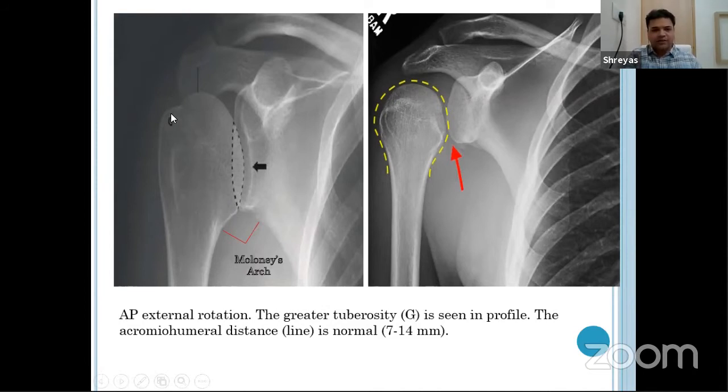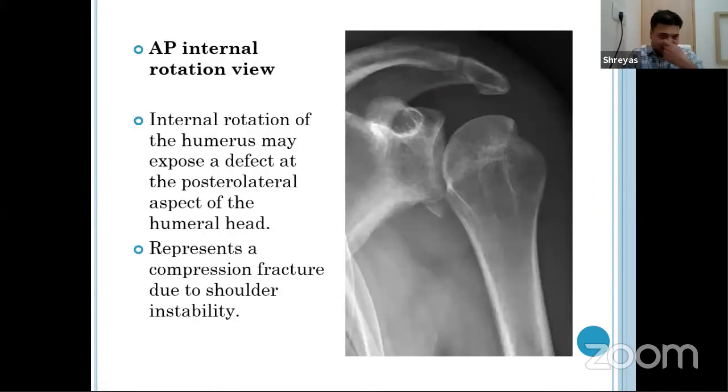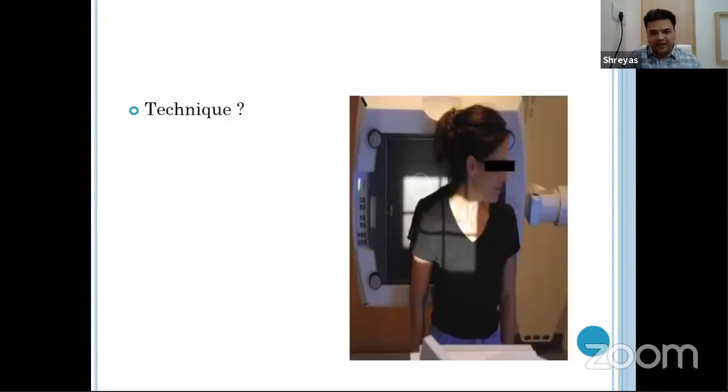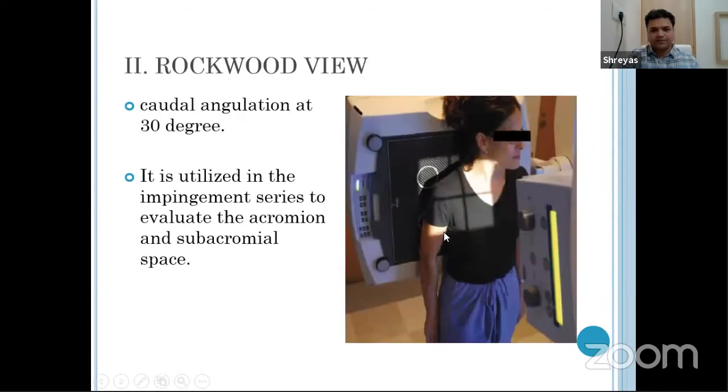And the greater tuberosity profile is best seen in this view. With the AP view in internal rotation, the Hill-Sachs lesion can be seen very easily at the posterior superior aspect of the humeral head, which represents a compression fracture due to shoulder instability. Okay, what are the techniques to obtain the AP view? It can be obtained with the patient either in supine or erect position. The patient and cassette both lie parallel, and the X-ray beam focuses on the coracoid process.